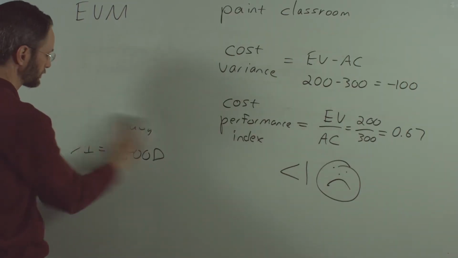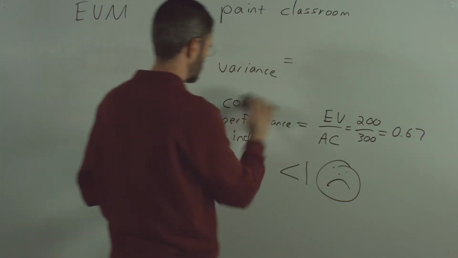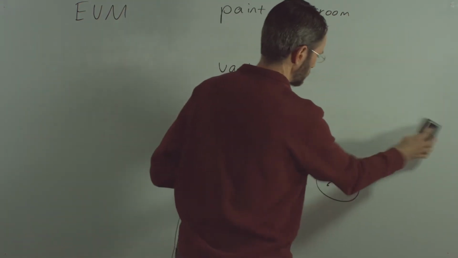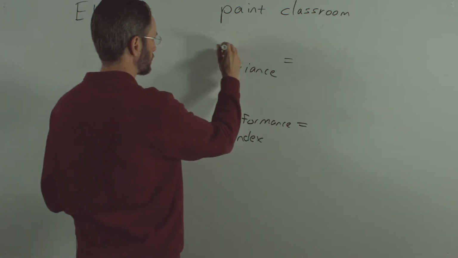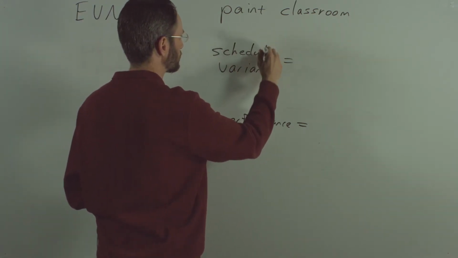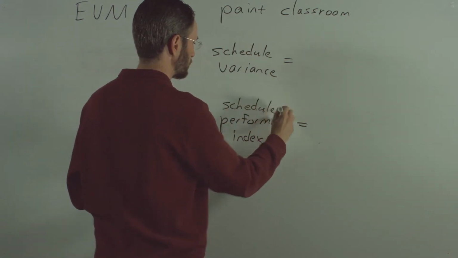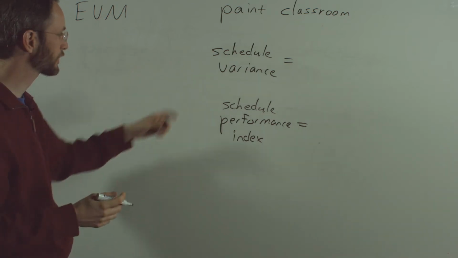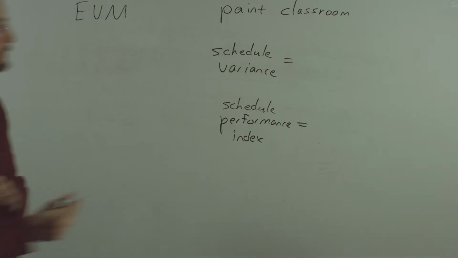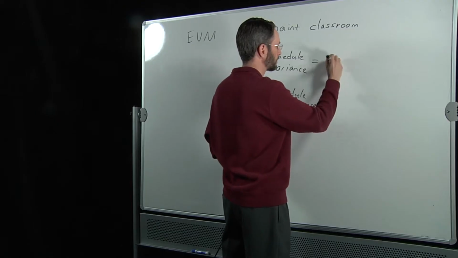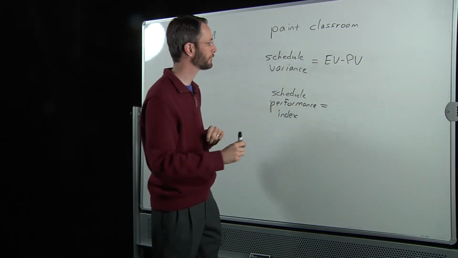Let's talk about the schedule. Schedule variance and schedule performance index. Two very similar, very analogous to the cost measures we did. For schedule, we have EV minus PV, earned value minus the planned value.